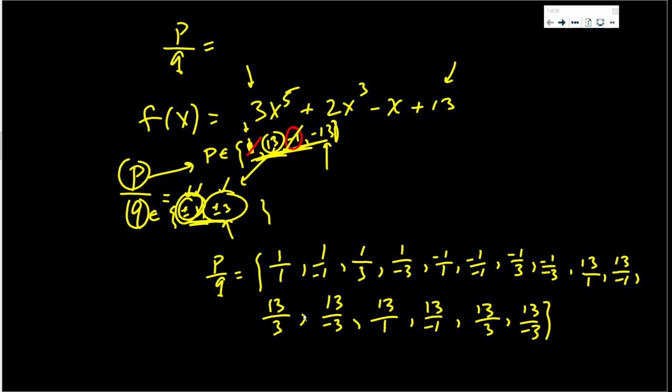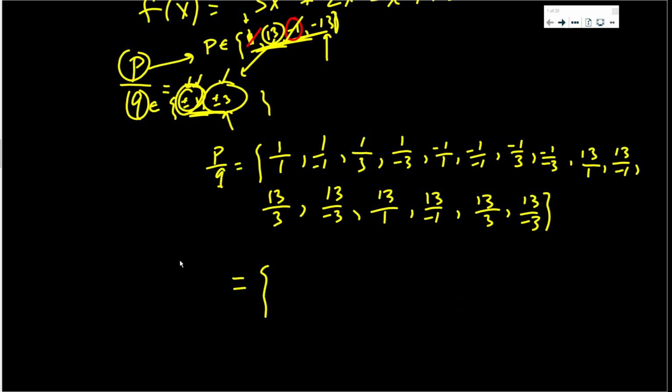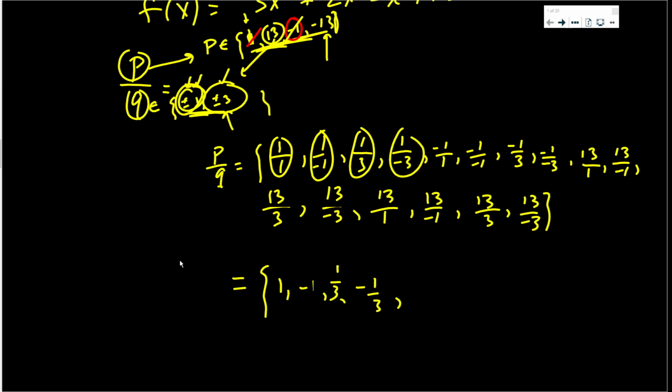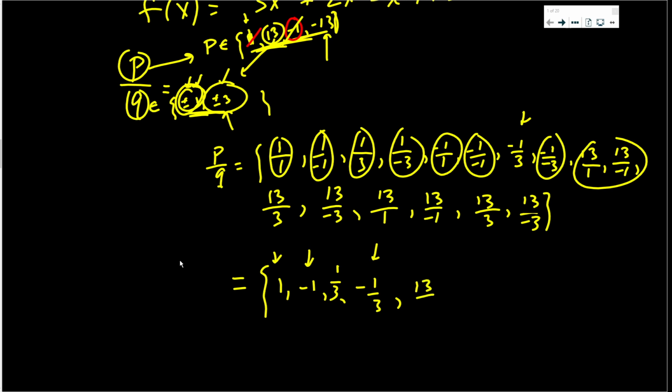And we can clean this up a little bit. This fraction is 1. This fraction is negative 1. This is 1/3. This is negative 1/3. This is negative 1, which I already have. This is positive 1, which I already have. And this is negative 1/3, which I already have. This is 1/3, which I already have. These two are 13 over 1 and 13 over negative 1, which becomes 13 and negative 13.